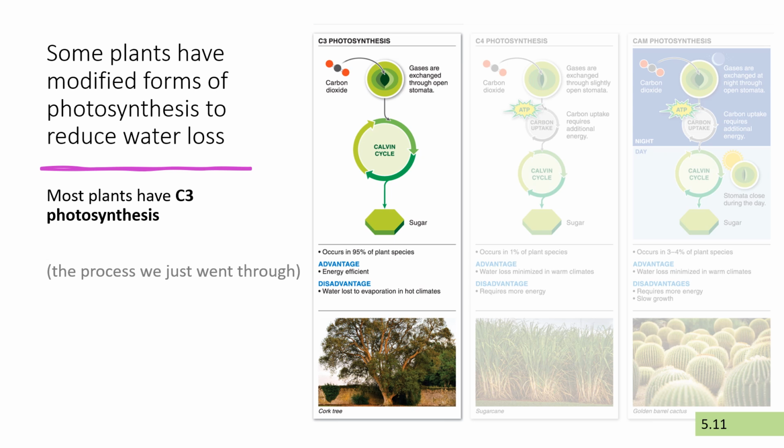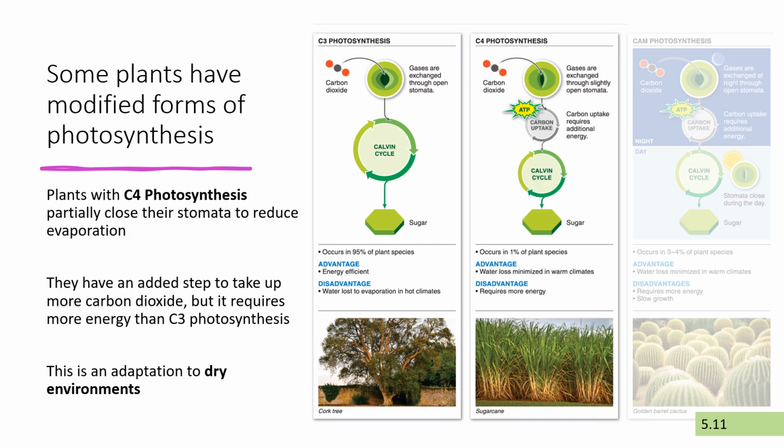Depending on the environment the plant lives in, it may have a high need to conserve water. But the longer the stomata are closed, the less carbon dioxide the plant can take in. Some plants have special adaptations to their photosynthesis process that allow them to maximize intake of carbon dioxide and minimize water loss. Most plants have C3 photosynthesis, which is the process we just talked about.